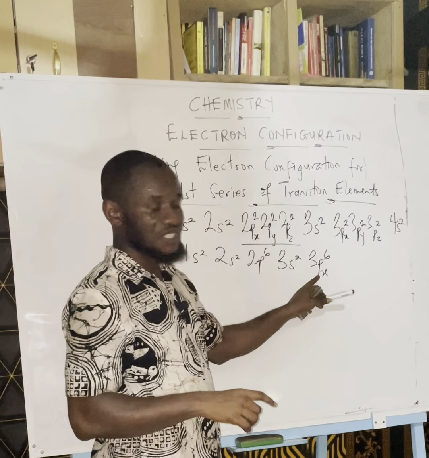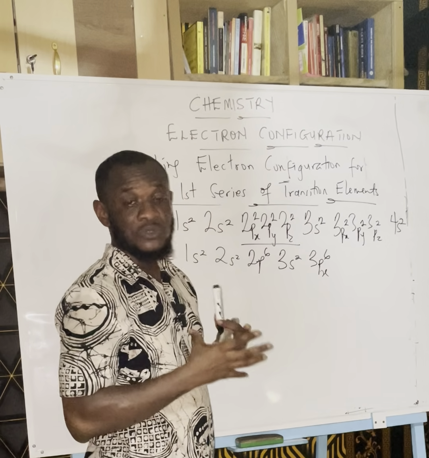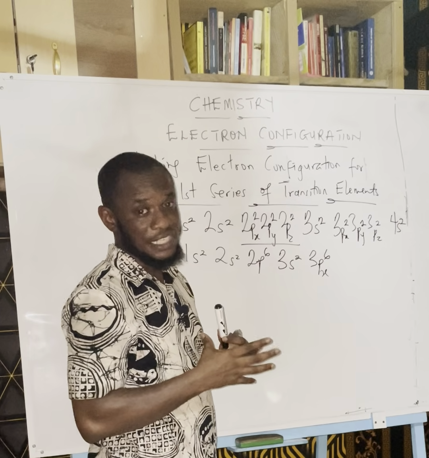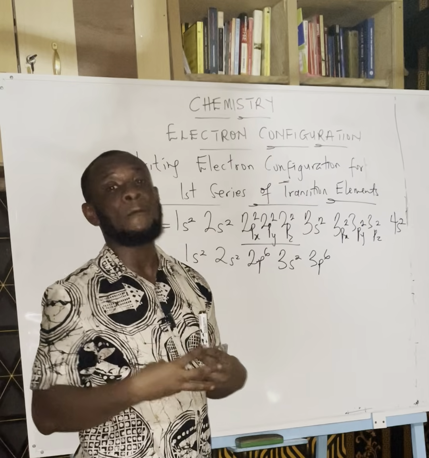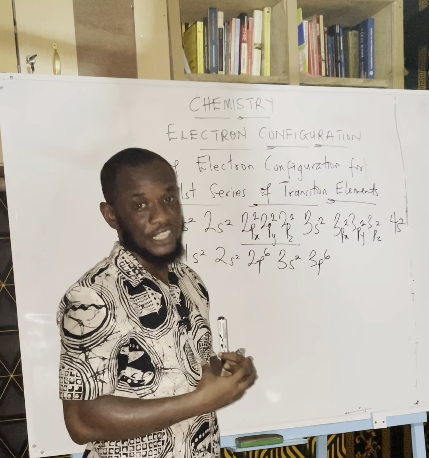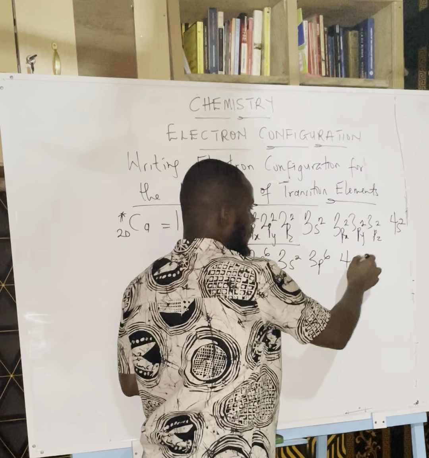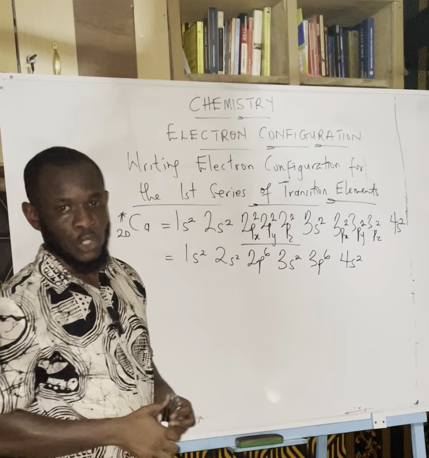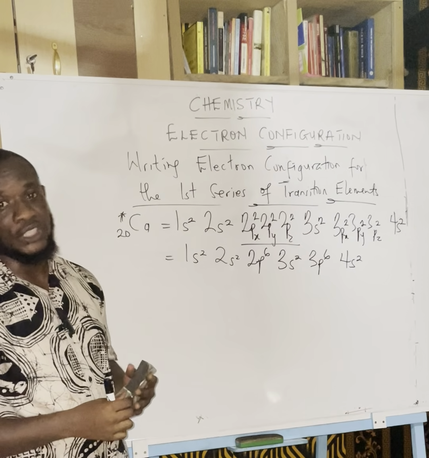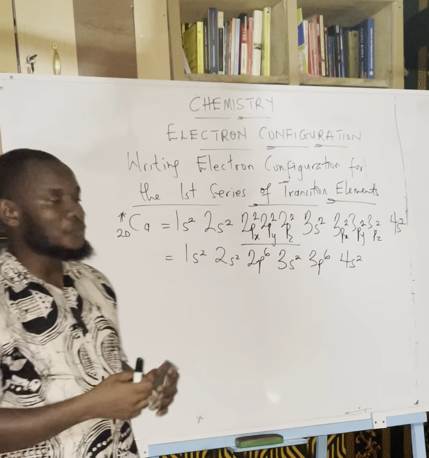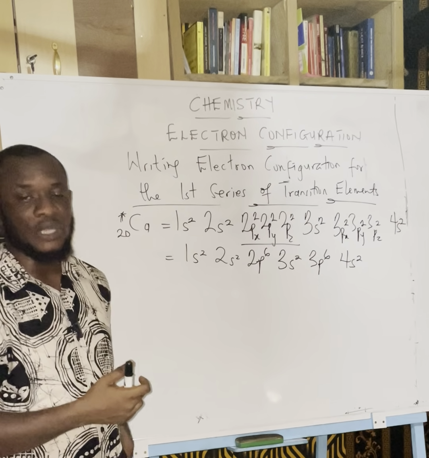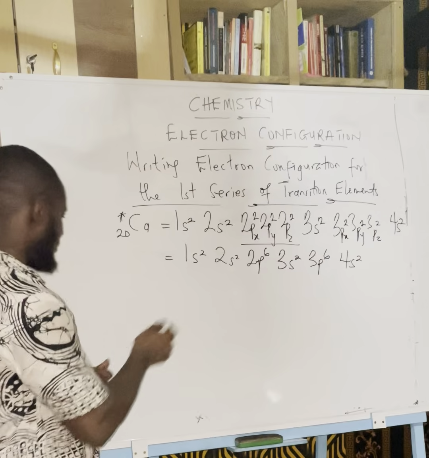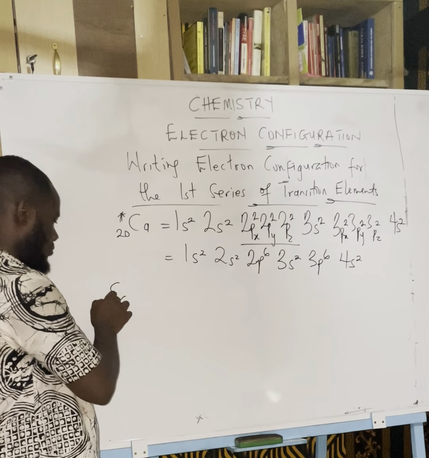Because when you bring x here, it means you are only specific to the x orientation. But without the x, we assume that we've combined the x, y, and z. And this will be 4s2. So this is the electron configuration of calcium. Now, we want to look at scandium, which is 21.